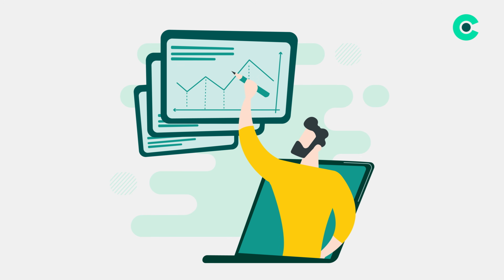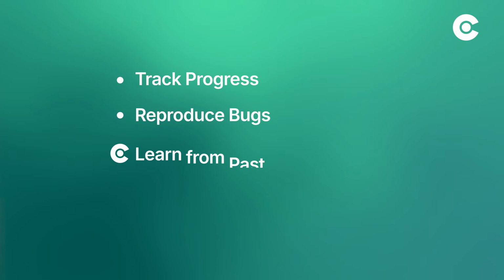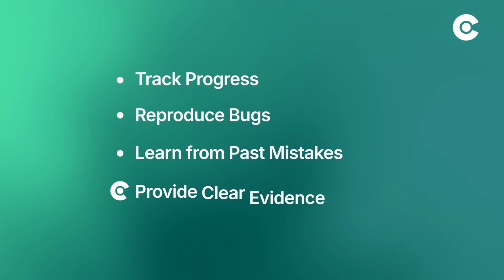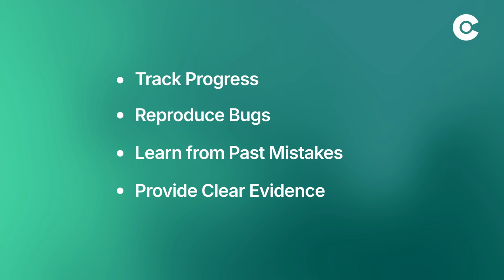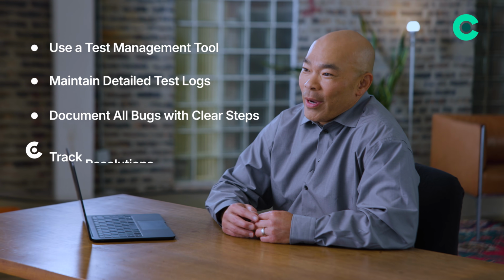Mistake number 5, not documenting test results. When you don't record test results, you cannot tell which bugs to fix. You also can't know how much more testing is needed and where, such as steps taken, expected outcomes, actual outcomes. This makes it impossible to track progress, reproduce bugs, learn from past mistakes, or provide clear evidence of testing for compliance or auditing. As a solution, use a test management tool. Maintain detailed test logs. Document all bugs with clear steps to reproduce and track resolutions.